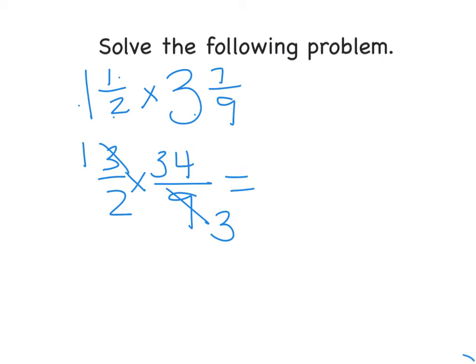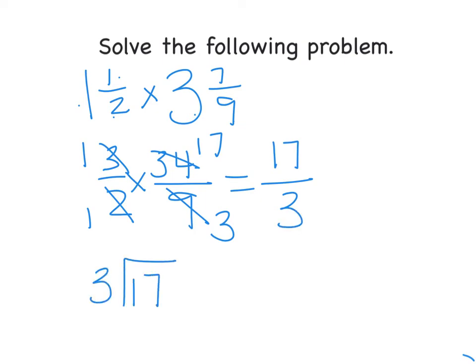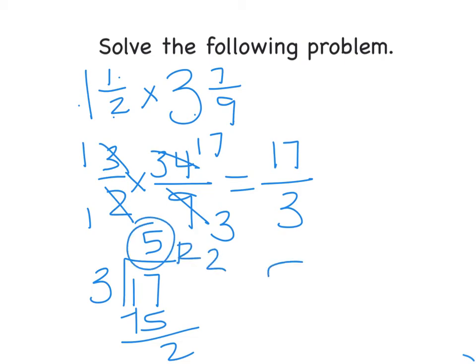I can also simplify over here. 2 goes into 2 once, and 2 goes into 34 17 times. So 1 times 17 is 17, 1 times 3 is 3. Now I'm going to divide to find out my mixed number. 3 goes into 17 5 times, which is 15. So that means I have a remainder of 2. So my final answer is 5 2/3.